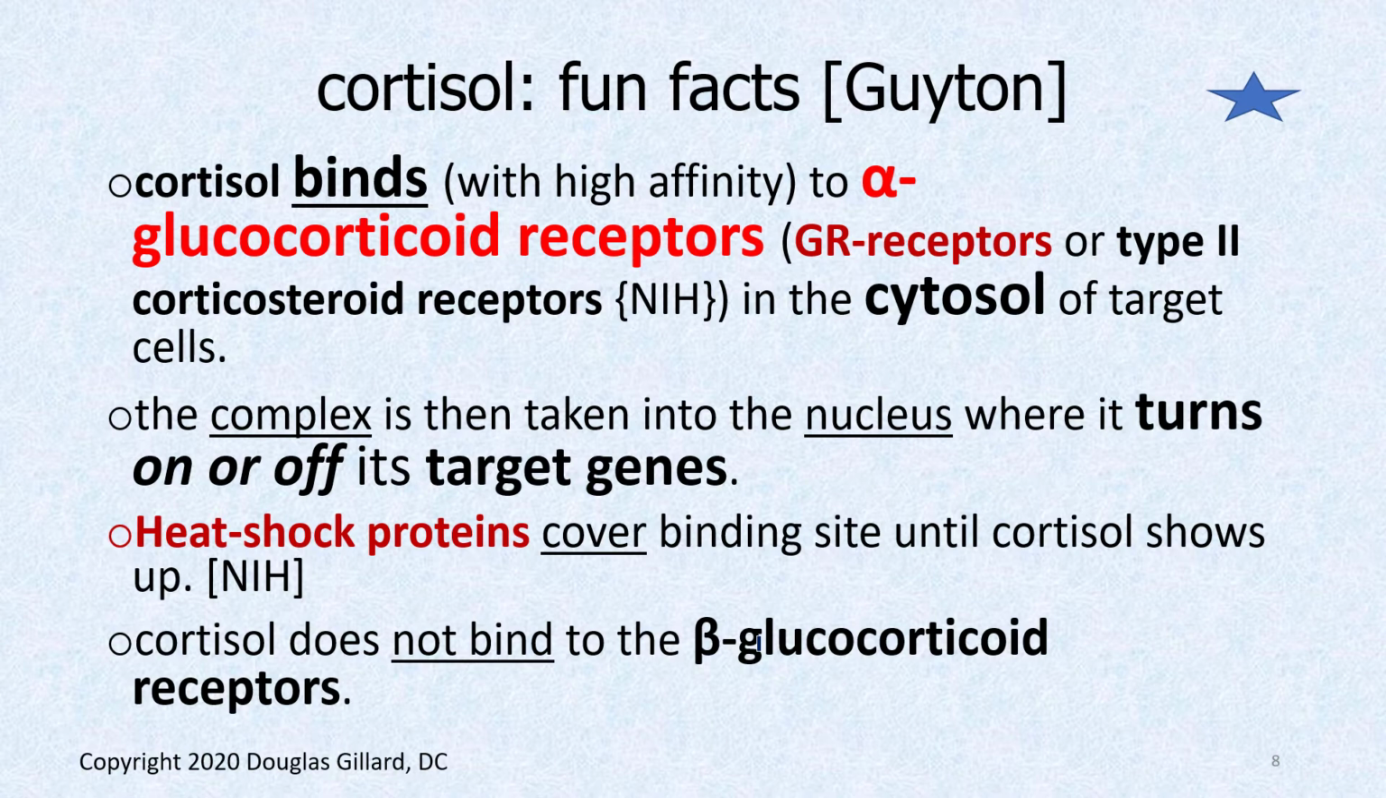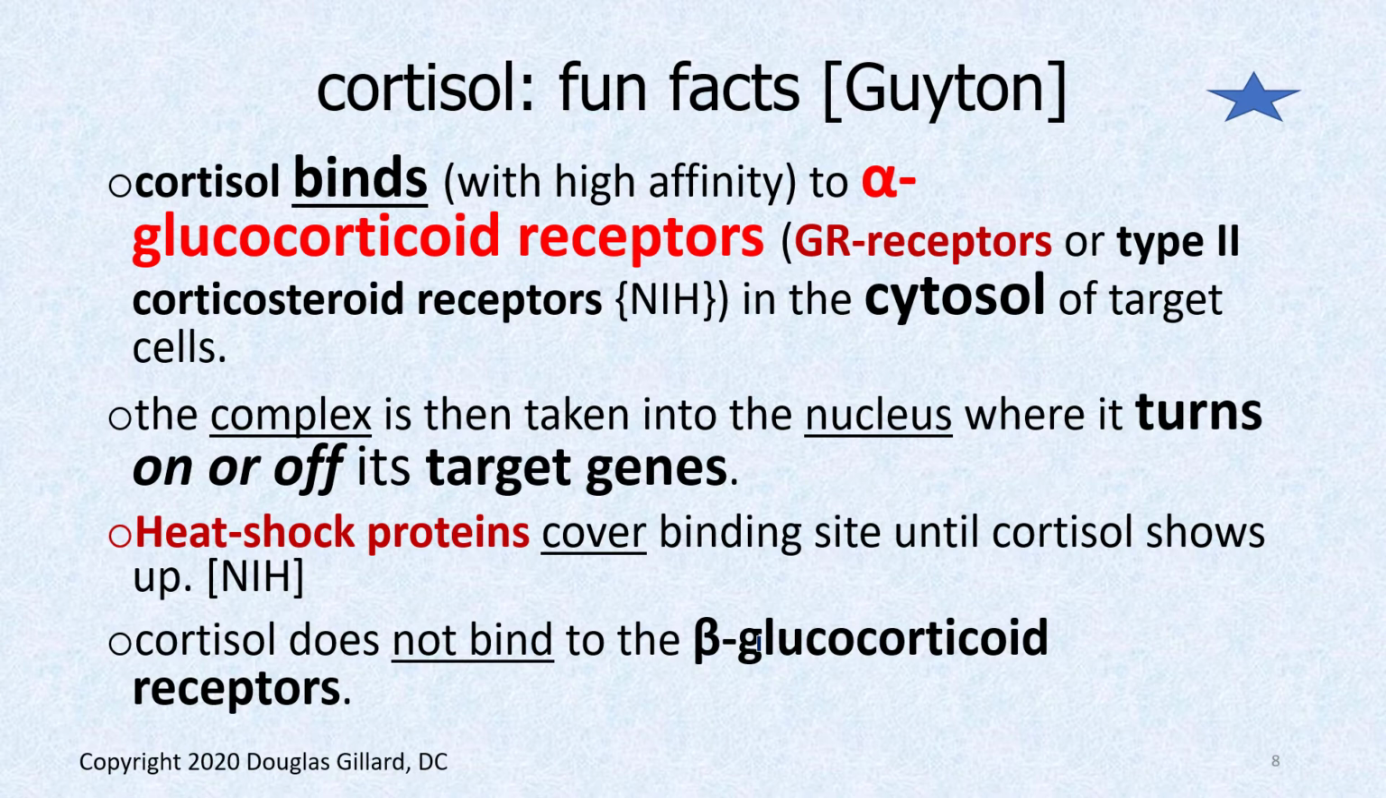And the binding of these receptors and cortisol, together they go into the nucleus and they target their genes, and the central dogma is invoked by this complex going in. So you definitely need, free cortisol can't go into a cell and manipulate genes. It has to have the GR receptors, or the alpha glucocorticoid receptors, in order to do this.